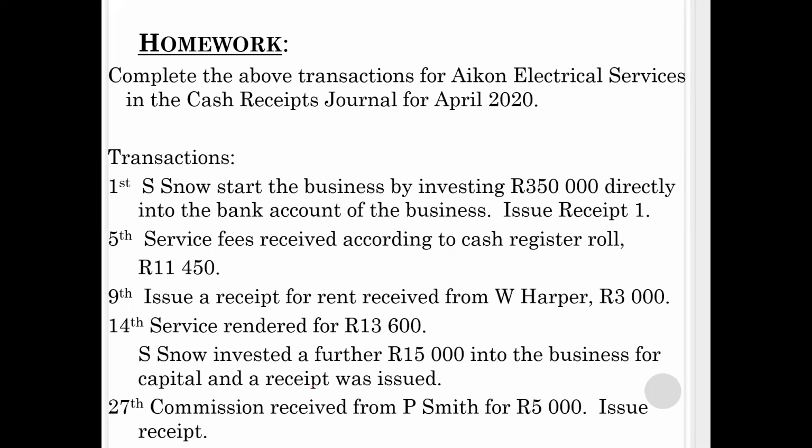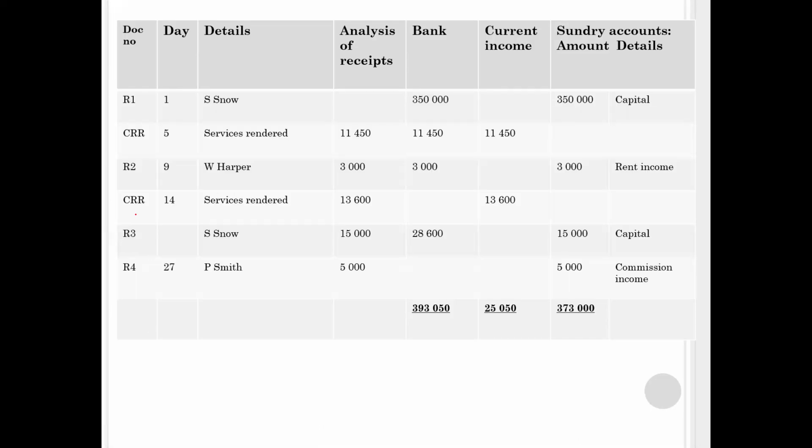All right, so let's see. Remember on the 14th, I'm going to jump around between the slideshows now. On the 14th, there are 2 transactions, but let's look at the first one first. Services rendered for 13,600. Okay, so remember that. So on the 14th, there's the first transaction, the CRR, the cash register roll. There was not a name of a person, so it's services rendered.